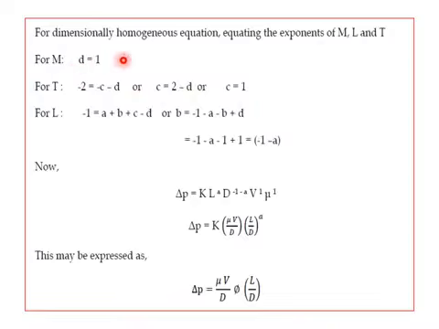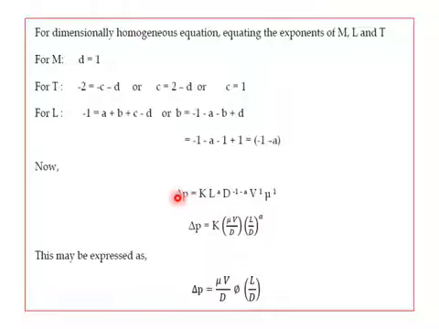Now we can write d is equal to 1. Again equate the powers, so for M we get d is equal to 1. Similarly minus 2 is equal to minus c minus d, so c can be written as 2 minus d. Since d is 1, we get c is equal to 1. Similarly for L we have minus 1, you equate the powers, so simply get the value of b, which is minus 1 minus a. So you can put the powers here.